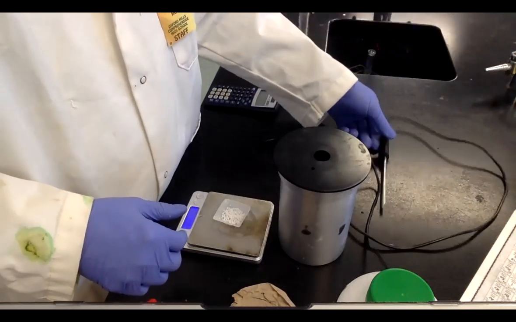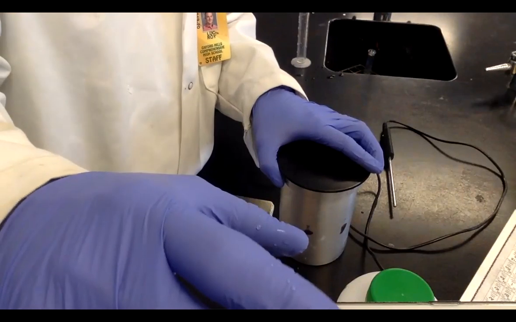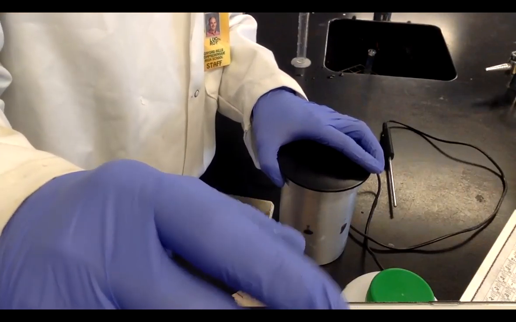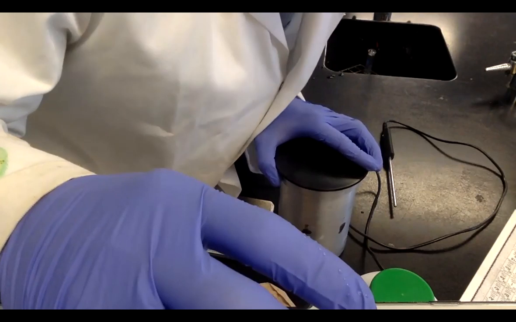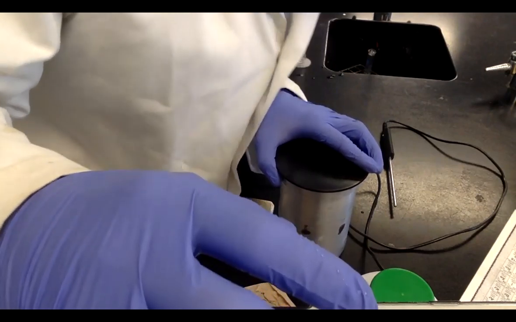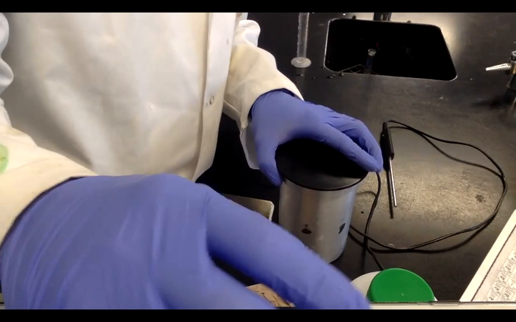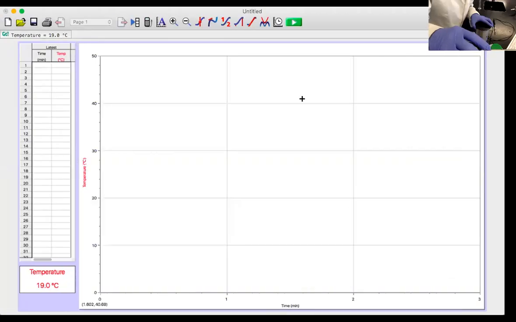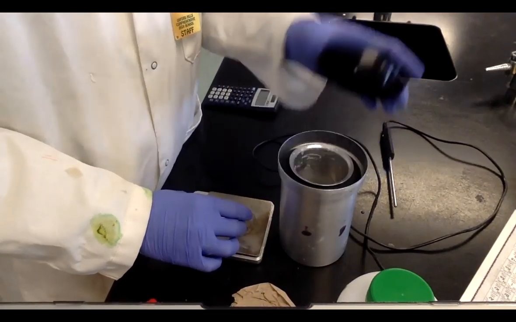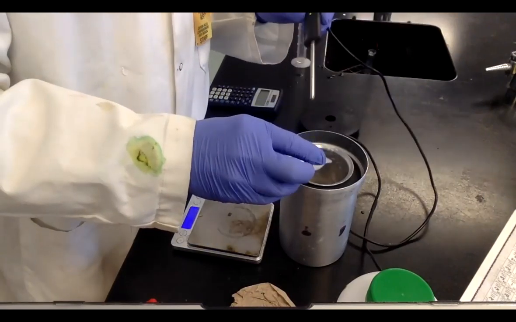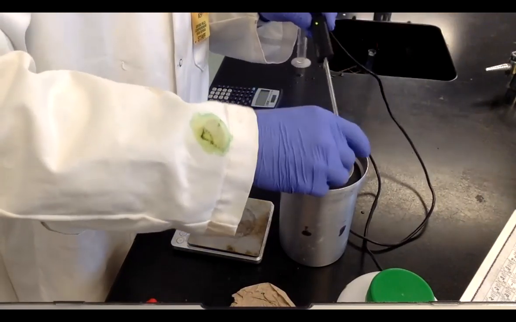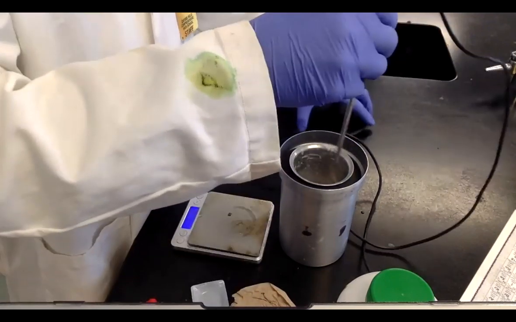Okay. So, all right, let's go back to the Logger Pro here real quick to start our data collection. Where are you, buddy? There you are. All right, so here in Logger Pro, we're collecting data now. You can see it graphing in real time. I'm going to take my solid ammonium nitrate. The chunks didn't want to go in.